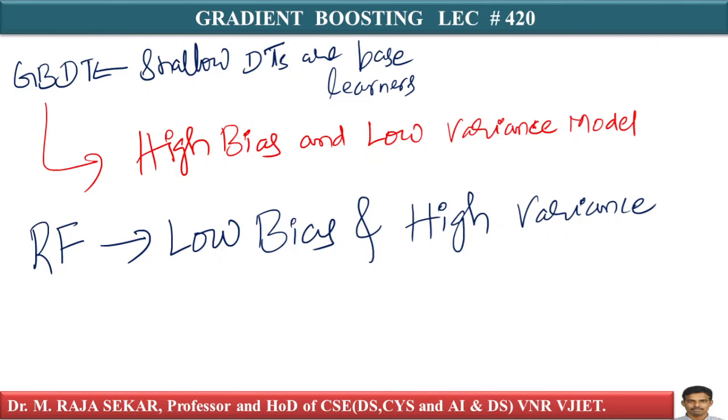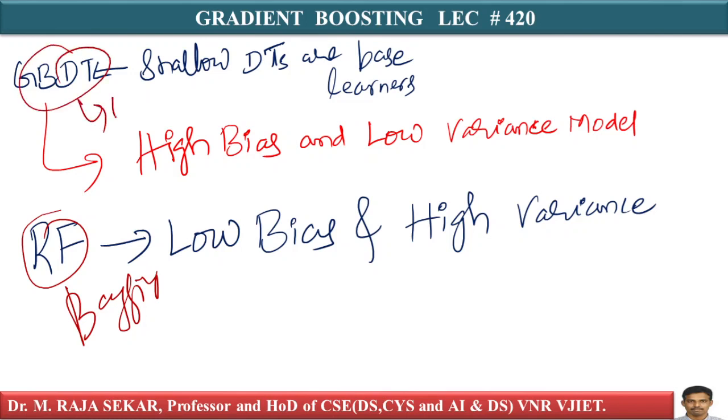The core difference between bagging, which means random forest, and boosting. This is boosting. What is this boosting in the sense? GBDT. This is the core algorithm, and you can always refer to Wikipedia.